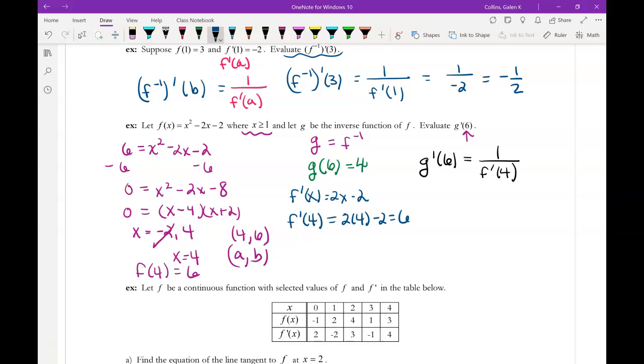Wow, okay. You can tell I worked this example out recently. Just kidding. All right, so g prime of 6 is 1 over f prime of 4. So, therefore, g prime of 6 is 1/6.